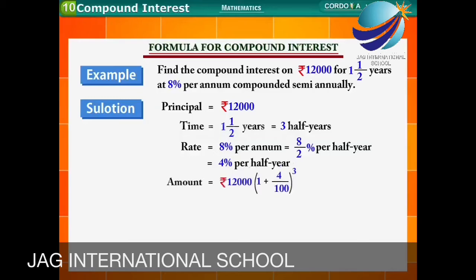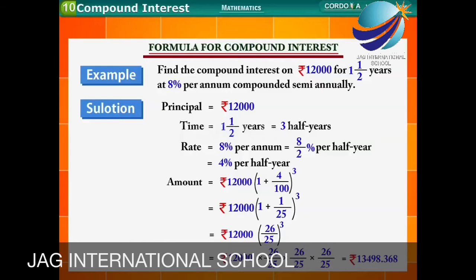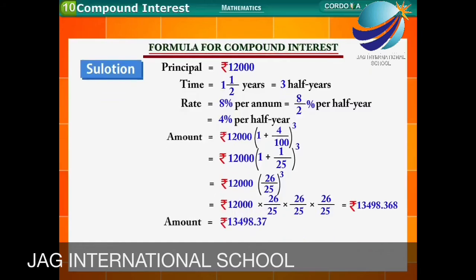Amount is equal to rupees 12,000 into 1 plus 4 upon 100 cube, which is equal to rupees 12,000 into 1 plus 1 upon 25 cube, which is equal to rupees 12,000 into 26 upon 25 cube, which is equal to 12,000 into 26 upon 25 into 26 upon 25 into 26 upon 25, which is equal to rupees 13,498.368. Amount is equal to rupees 13,498.37.